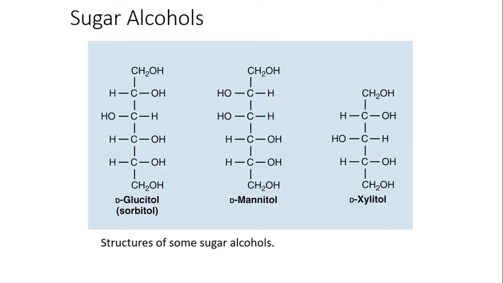Sugar alcohols, sorry, I'm so tongue-tied again, or alditols. These are sweet tasting and actually are used in sweeteners for gum. D-xylitol, I'm sure you've heard of. Glucitol, common name sorbitol, and here we have D-mannitol. This too involves the reduction of those carbonyl groups of aldoses and ketoses.